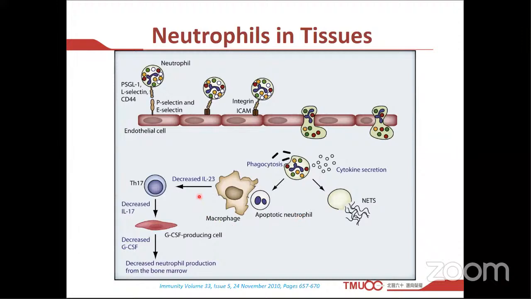They stop secreting IL-23 from macrophages. Okay. Without the IL-23, what happened? IL-17 turns to an inactivated form, without IL-17 being expressed. IL-17 is a very important interleukin cytokine, which can activate G-CSF producing cells. G-CSF is a cytokine, a growth factor, which is important for neutrophil production and mobilization from bone marrow to the bloodstream. Okay, using this system to regulate neutrophil infiltration.